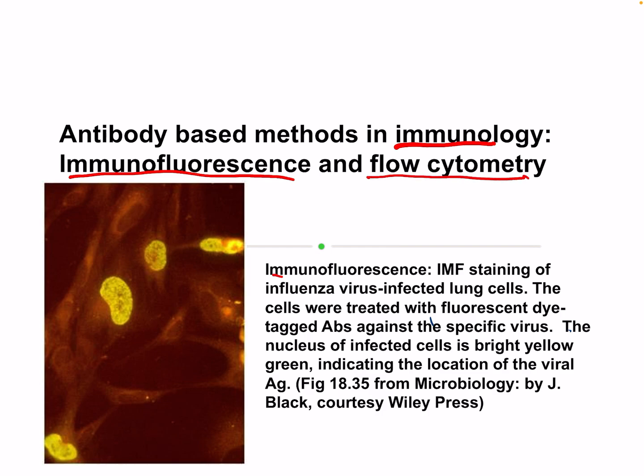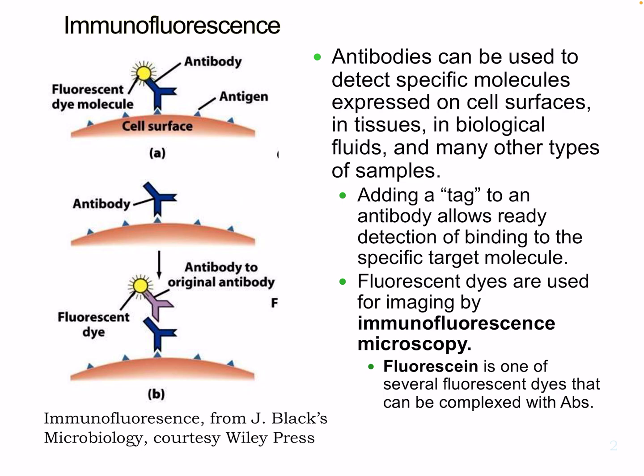So in this picture we have immunofluorescence. We have IMF staining of influenza virus infected lung tissue. These cells were treated with fluorescent dye tagged antibodies against a specific virus. The nucleus of the infected cells is bright yellow-green. So here we can see influenza virus in the lung, and this is indicating the location of the viral antigen. Again, these can be used for many diagnostic things as well as studying various different cells.